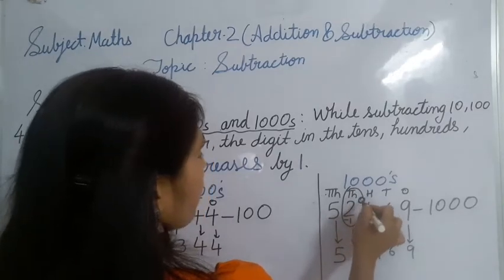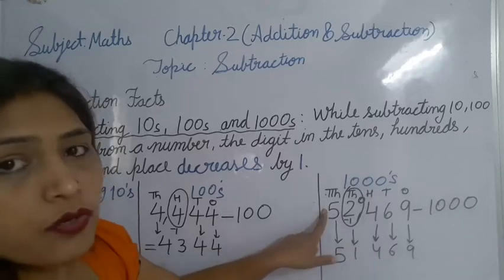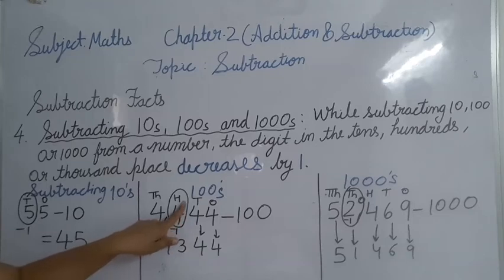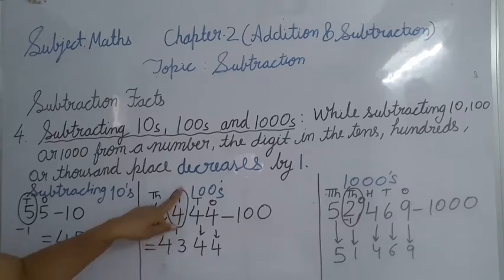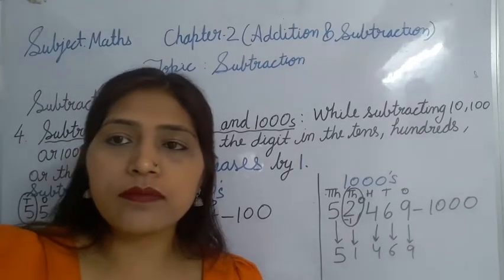So that time we have to do regrouping, which means we have to take help from the 1000 house. It applies to all. If in that place we have 0, from 0 we cannot remove 1. So we need to take help from the next house. Okay, so these are the facts of subtraction.